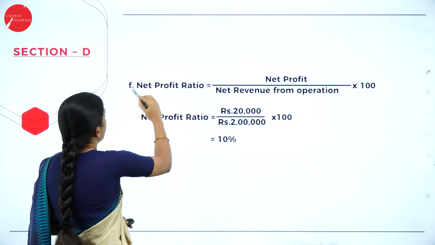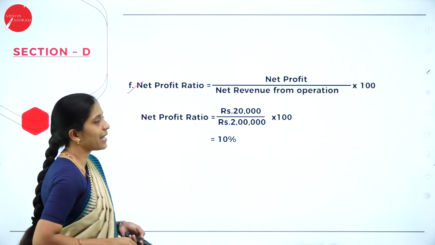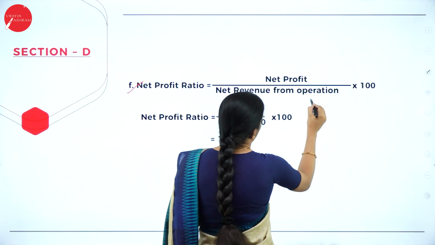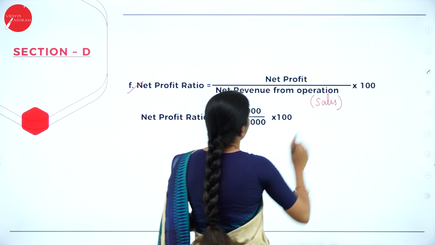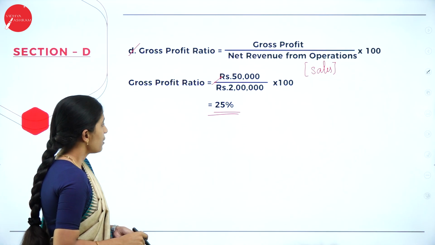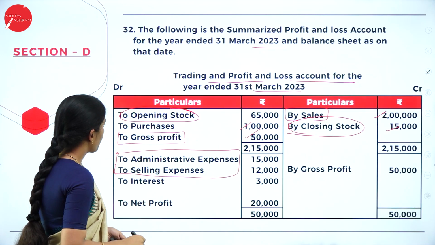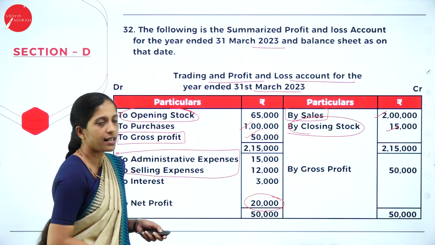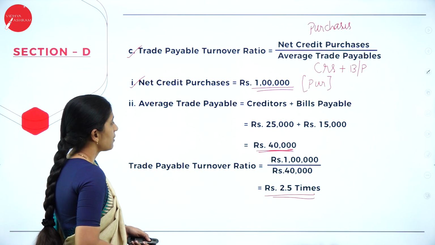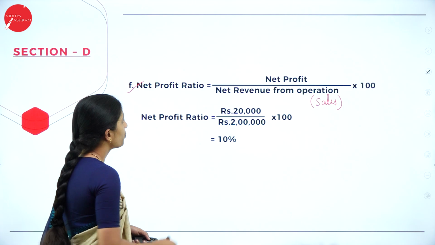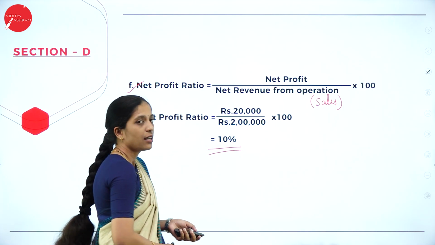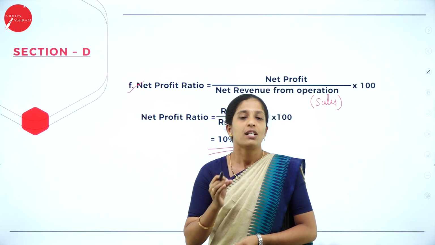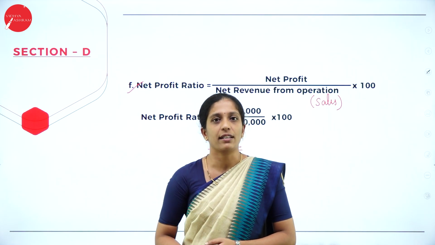Now moving on to the last ratio, net profit ratio. Your formula is net profit divided by net revenue from operations into 100. Revenue from operations is nothing but your sales, that is 2 lakh. So let's see what the net profit is. If you see your trading account, we get a net profit of 20,000. So 20,000 divided by 2 lakh into 100, you'll get 10%. So this is a very easy 12 marks problem and very easy to score also. You just have to remember the formula and apply it.